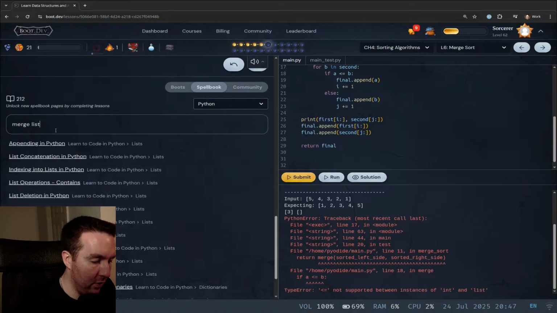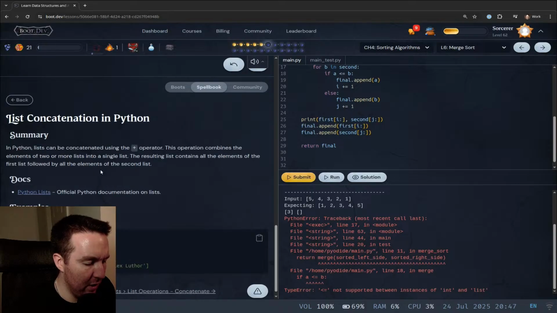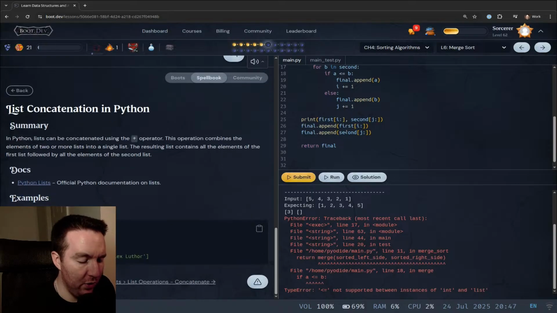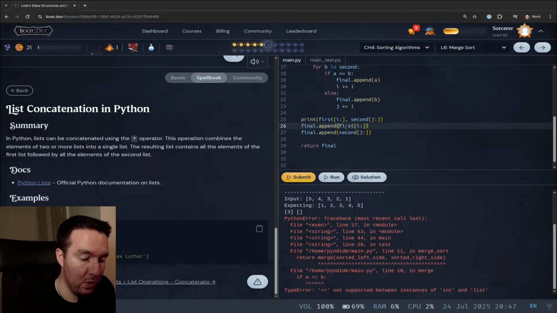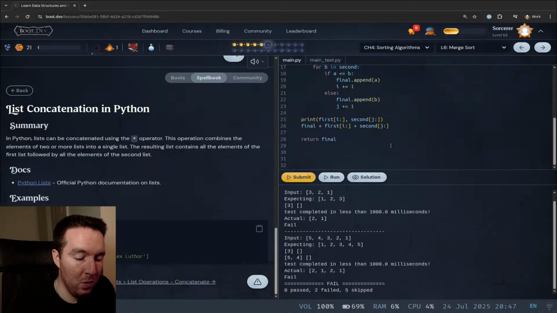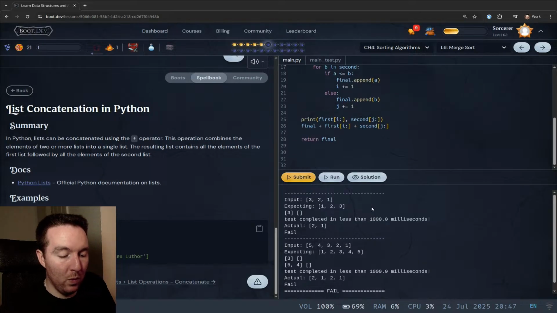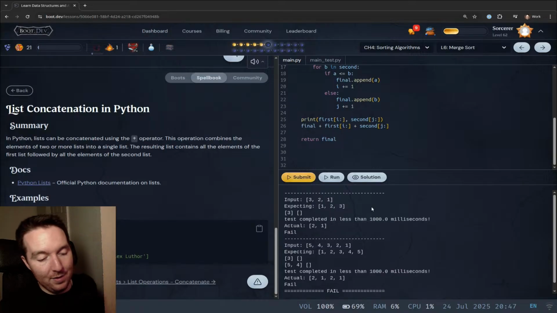Merge lists. List concatenation. Or you just plus it. Okay. Well, that didn't work in the slightest.